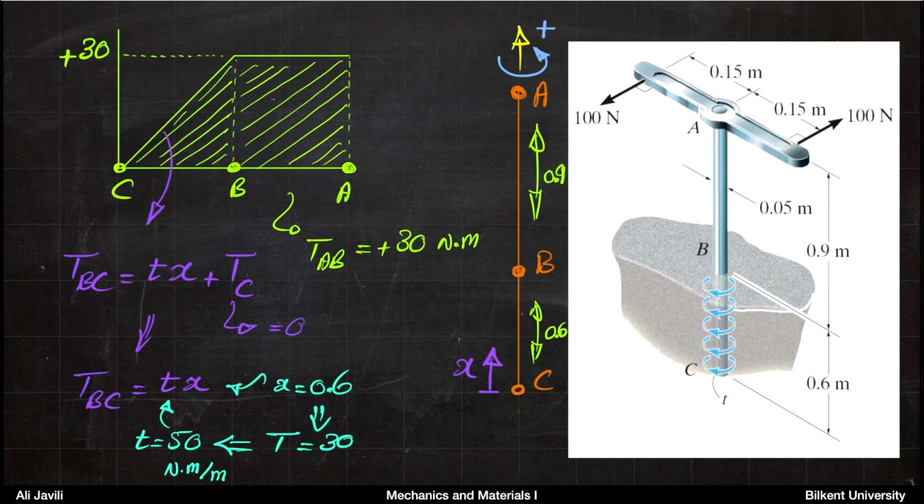And then you also know that if x is 0.6 meter, so if you reach point B, you should get 30 Newton meter for the torque. From that, you can calculate the slope of the line T, which we know is constant. We don't know its value, but we know it's constant by problem definition. So T is 50 Newton meter per meter.